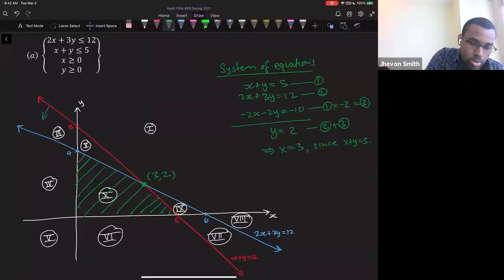So I need to be below the red line. I also need to be below the blue line. I need to be to the right of the y-axis, and I need to be above the x-axis. So I know I'm looking in the first quadrant, and I know I want to be below both lines in the first quadrant. Region 10 is the answer. This is the feasible region.